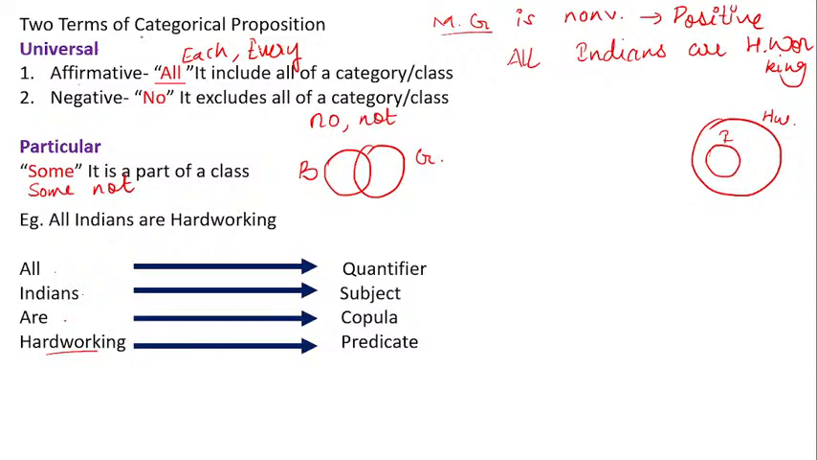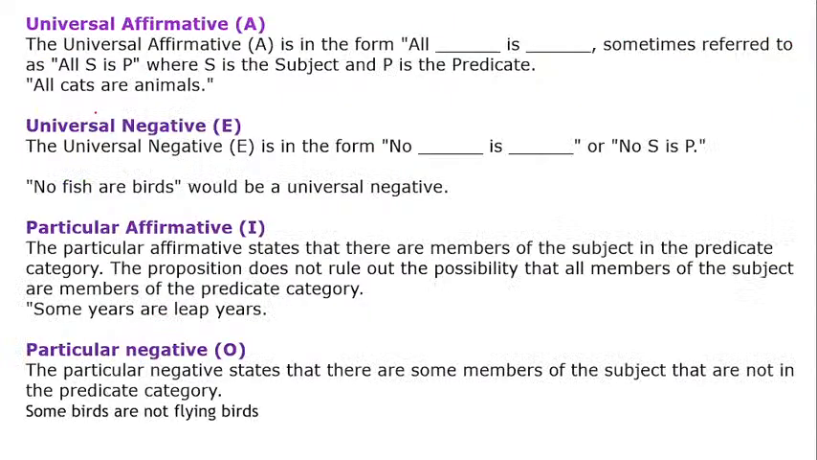So the two important terms in categorical propositions are universal and particular. Universal is divided into affirmative and negative. Particular has particular affirmative and particular negative. Positive statement means affirmative. Negative statement is the one that has no or not. Right? Now let's see the next slide.